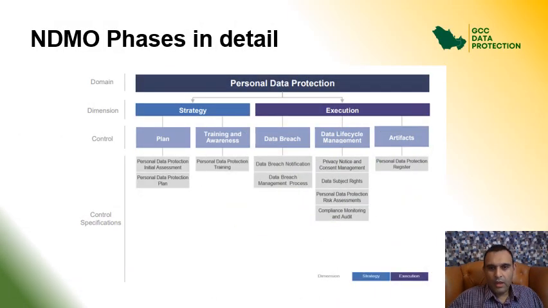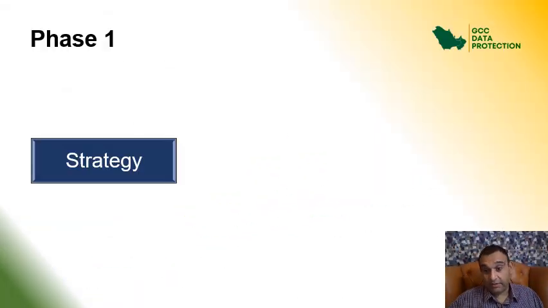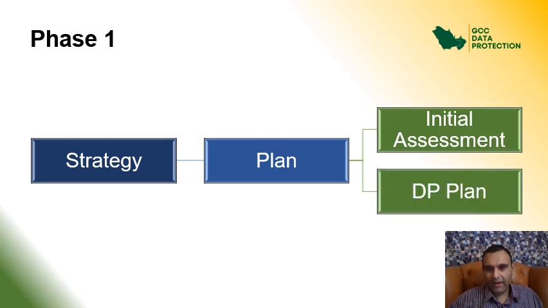This is literally copied from the NDMO guidelines, and I'm going to try and break this down a little bit, but I don't think we need to pay that much attention to this because the way in which these phases work doesn't actually make a lot of sense. So phase one, which actually does make sense, is make a plan, have an initial assessment, and make a data protection plan. Perfect. Sounds entirely reasonable, and phase one is good.